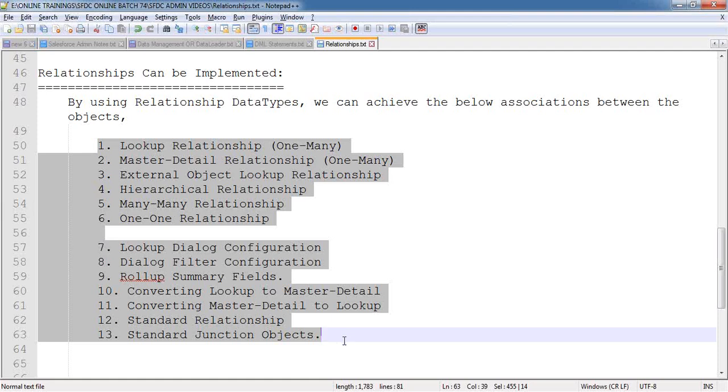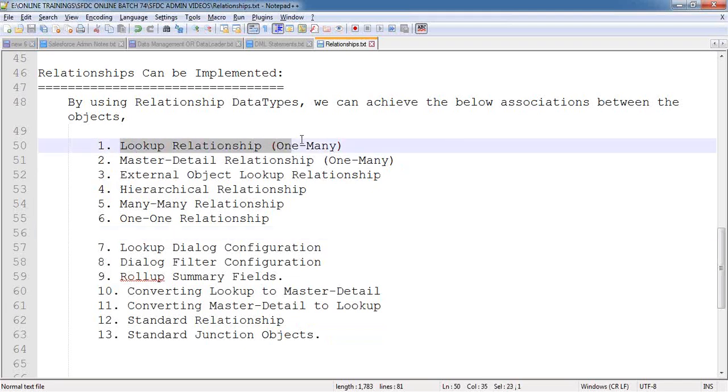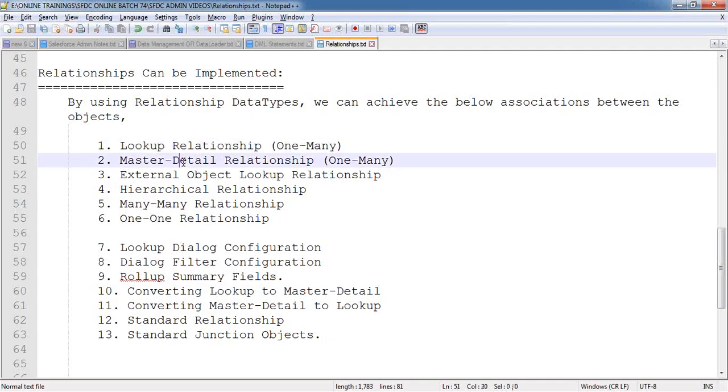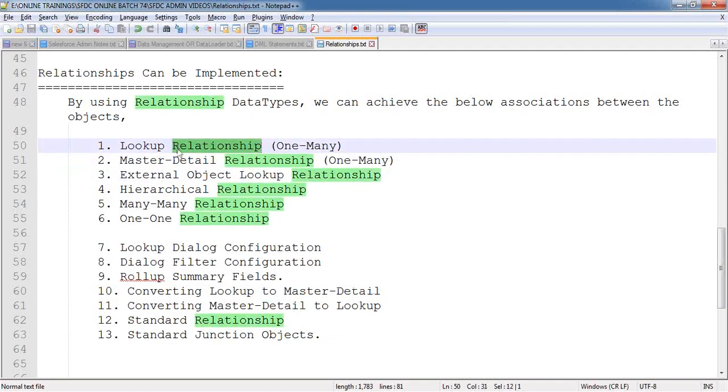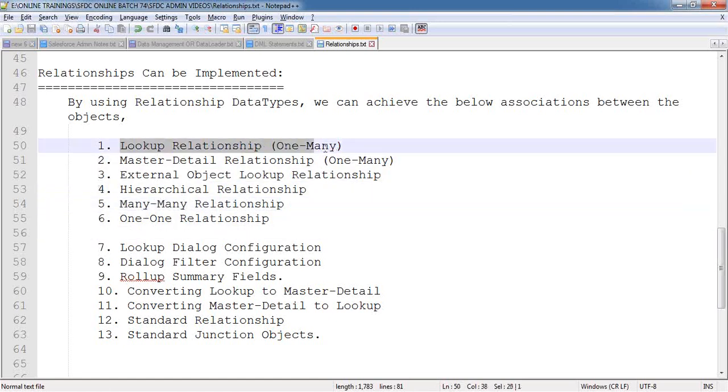From tomorrow morning onwards, we are starting the relationship concept. We'll see practically how to map the lookup association between two objects and what kind of behaviors the lookup relationship provides. It will take a minimum of 45 minutes to 1 hour. Once you are done with the lookup relationship, the remaining associations are very easy for you. Understanding the first relationship is most important. If you understand the lookup association, then master detail is very simple. It's a 100% common question, the difference between lookup and master detail.